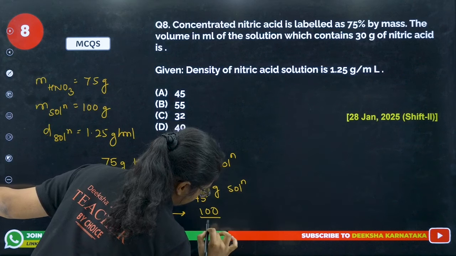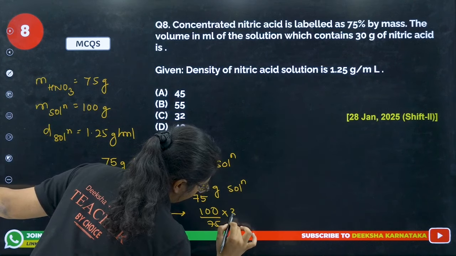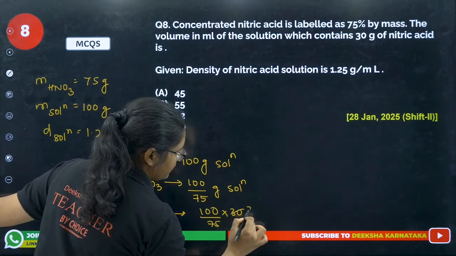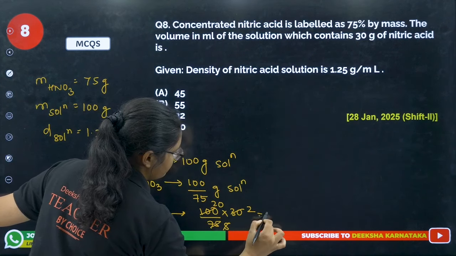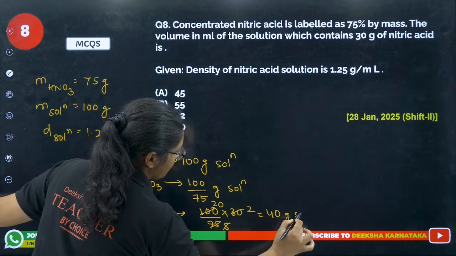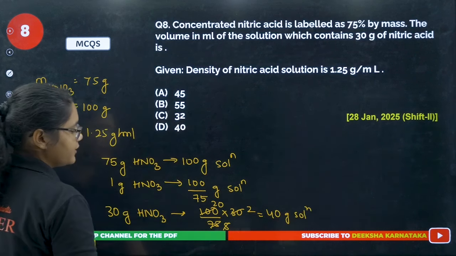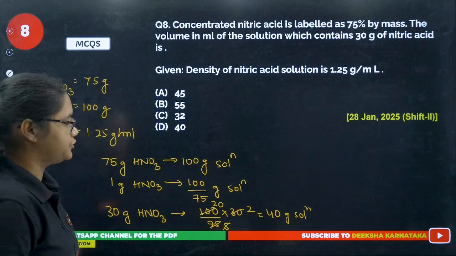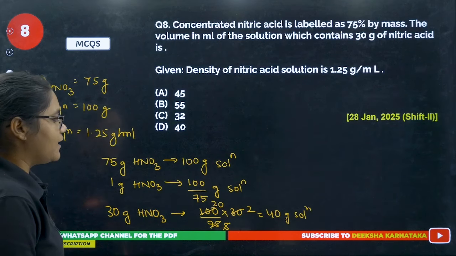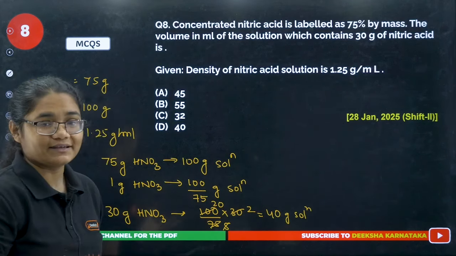$100 by 75 into 30. 15 2s are 30, 15 5s are 75, 5 1s are 5 2s are. I have 40 grams of the solution. So what is the mass of the solution I have? 40 gram is the mass of the solution. So if I have now 40 gram, what is the density of this solution?